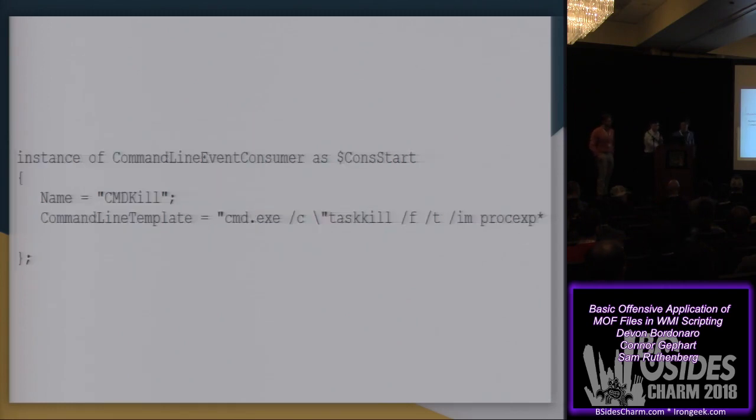And here's the consumer. So the consumer is going to be how the system responds to that event. So when the event happens, it's going to say, all right, do this. This is one that we use. This is just saying when procexp is run, kill it. We used a command line template. There's ActiveScript template. There's log templates. There's a lot of different templates for various usages, but we used a command line shell. So that is what we used.